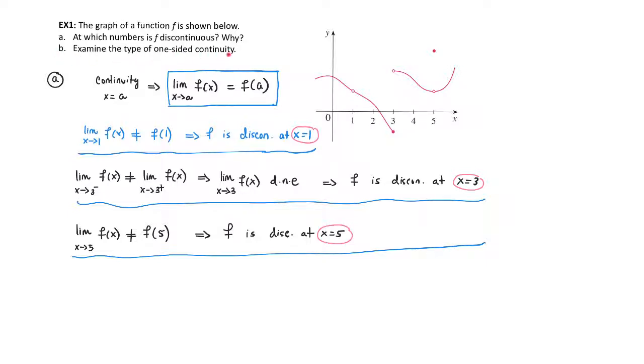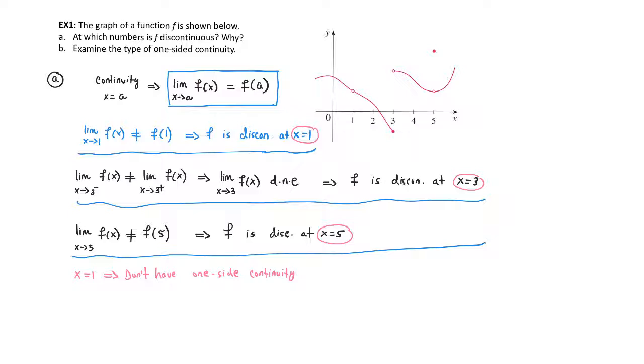Part B now is asking us to examine the type of one-sided continuity. Is the graph right continuous, left continuous at some of these points? And again, we have to focus on those critical values where we have dots and open circles. So let's start again with 1. Well, the limit on the left is equal to the limit on the right, great, but the function is undefined at x equals 1. So we are going to have to say that at x equals 1, we don't have one-sided continuity at all. Okay, nothing.